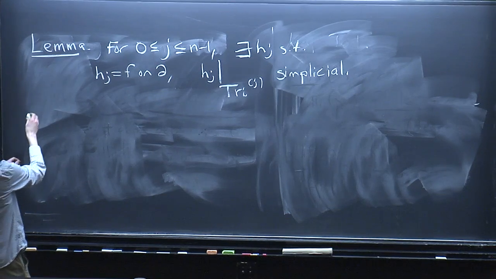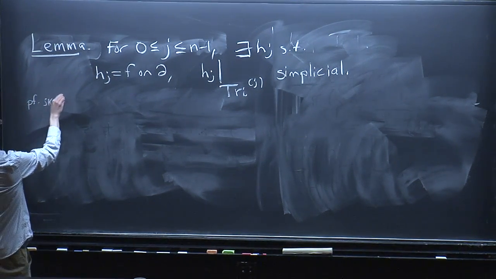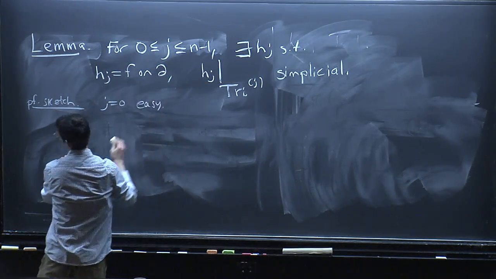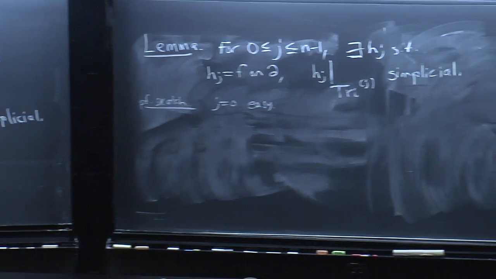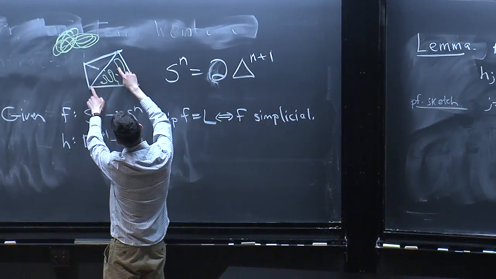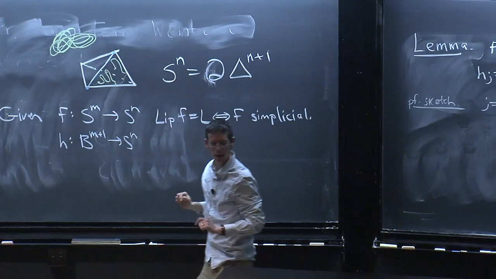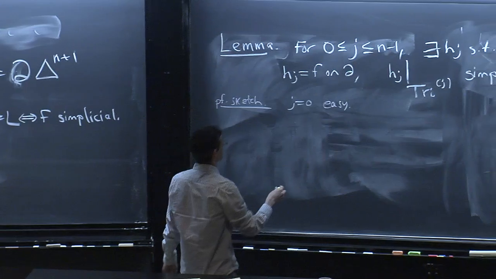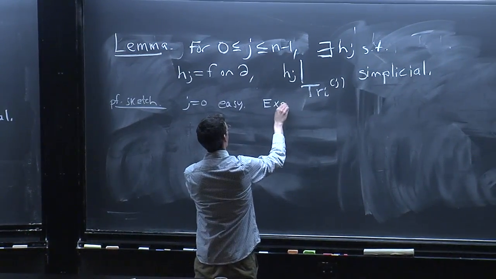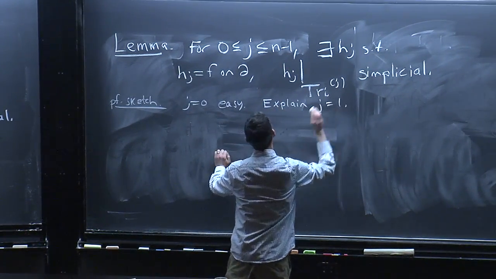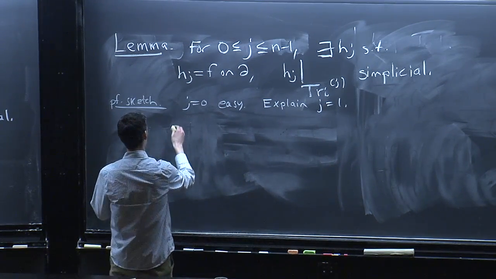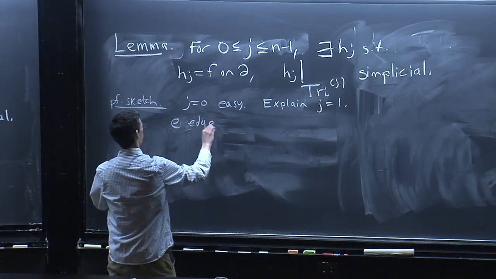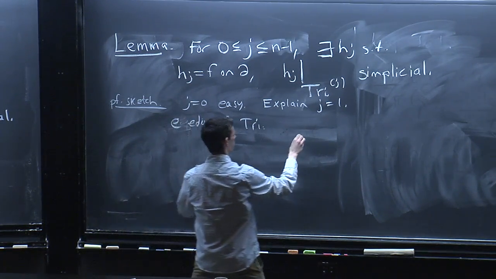OK, proof sketch. So j equals 0 is pretty easy. In other words, I'd like to homotope my map so that the vertices, instead of being mapped here, get mapped to other vertices. It's not that hard to do that. So let me explain j equals 1, which is sort of the typical case. Let's explain j equals 1. I'm going to pick an edge, E. So here's E.